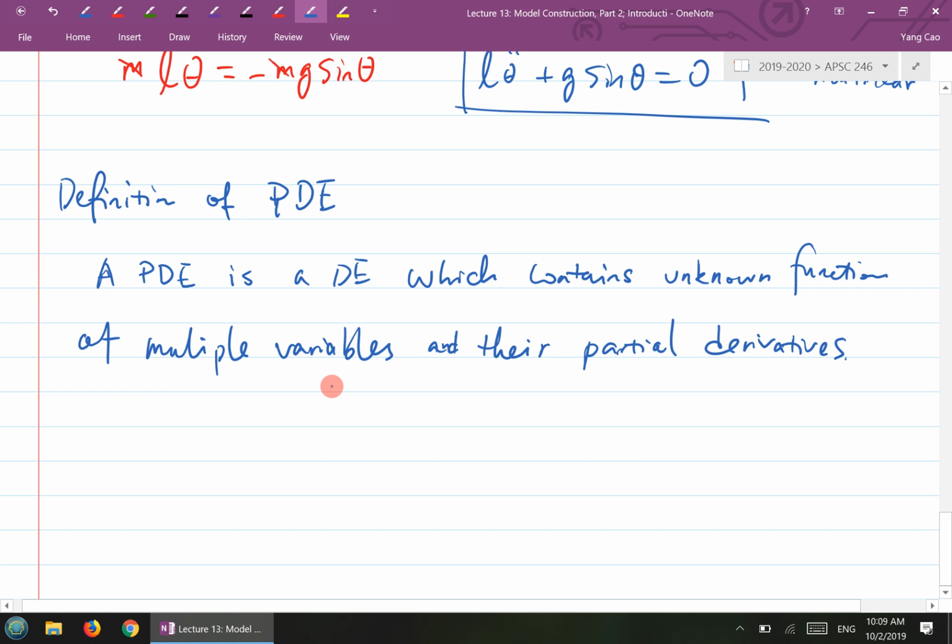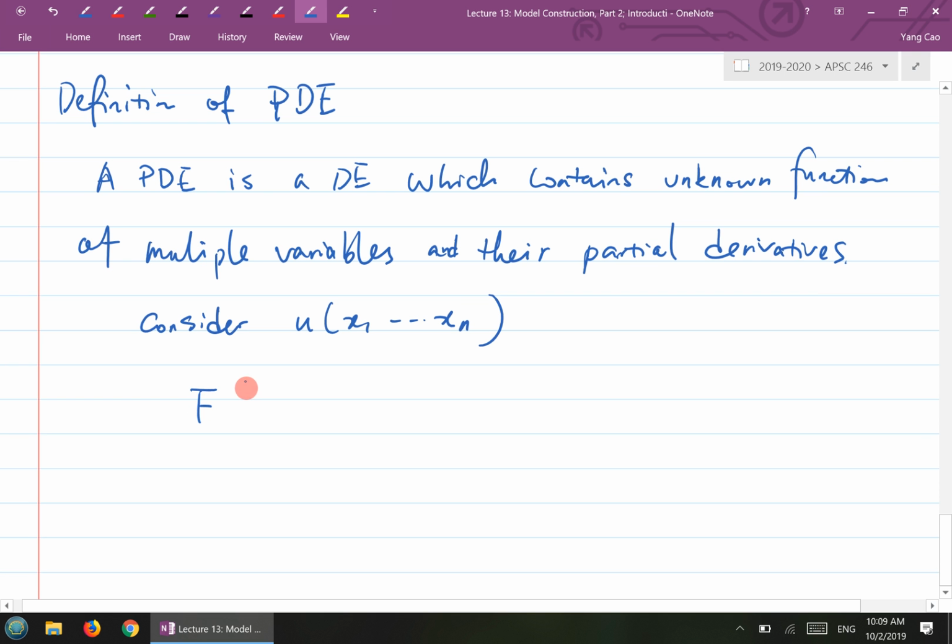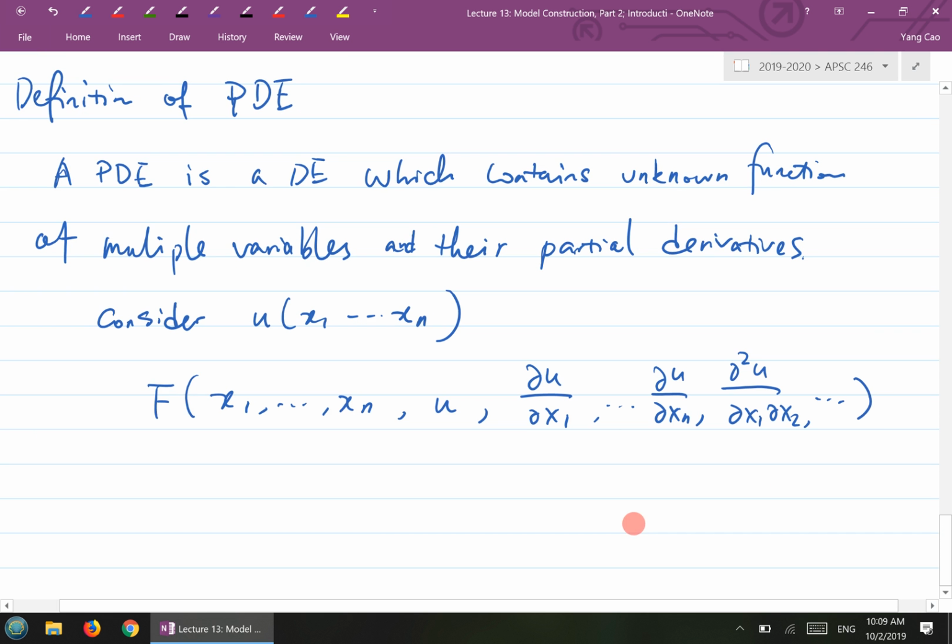We have seen quite a bit of this already, but in general the writing can be something like this. Consider a function u of n variables, x1 to xn. Then you could construct a PDE out of this u with any order you want. It could involve u, partial u over partial x1, partial u over partial xn, or higher order. It can involve any combination of partial derivatives of any order. That gives you a partial differential equation.